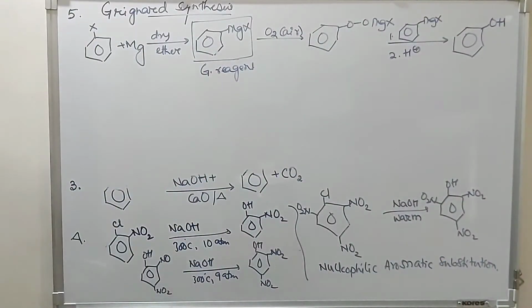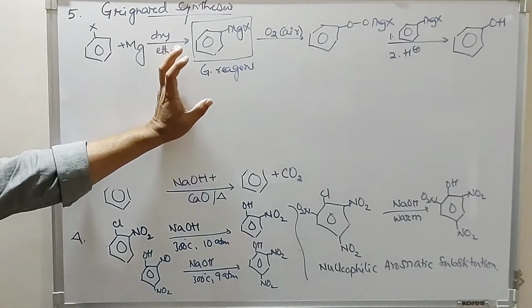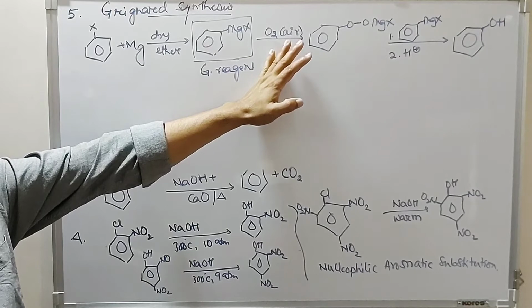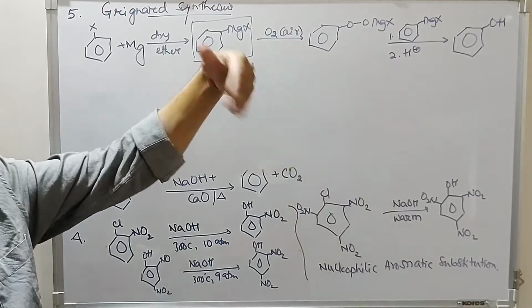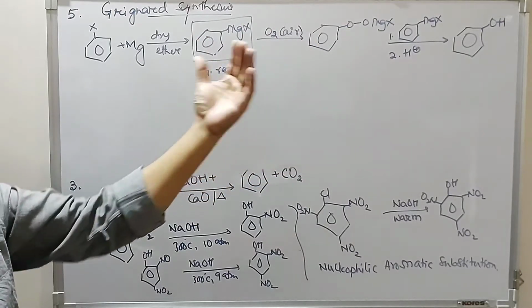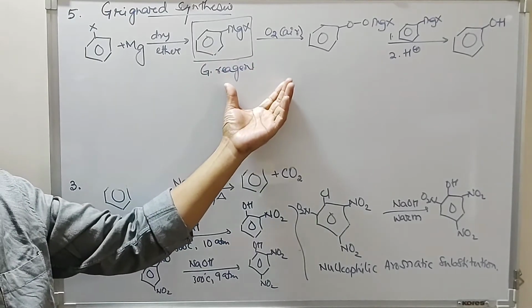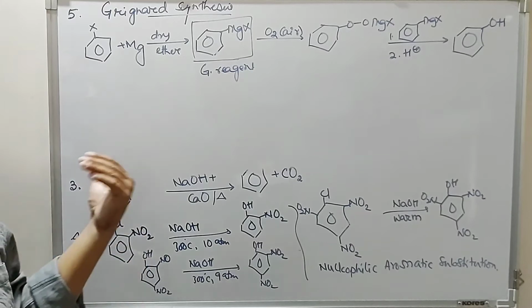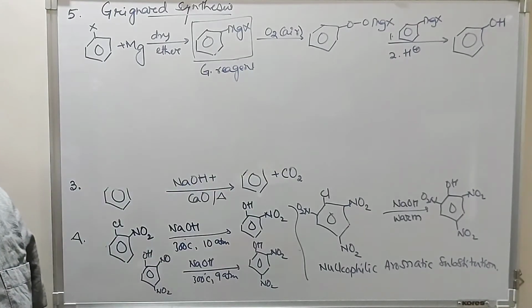So the Grignard reagent undergoes aerial oxidation with oxygen from air, followed by a reaction with more Grignard reagent. The Grignard reagent must be taken in excess quantity. This gives you the salt of phenol, which on acidification gives you phenol. So this is what we call Grignard synthesis.